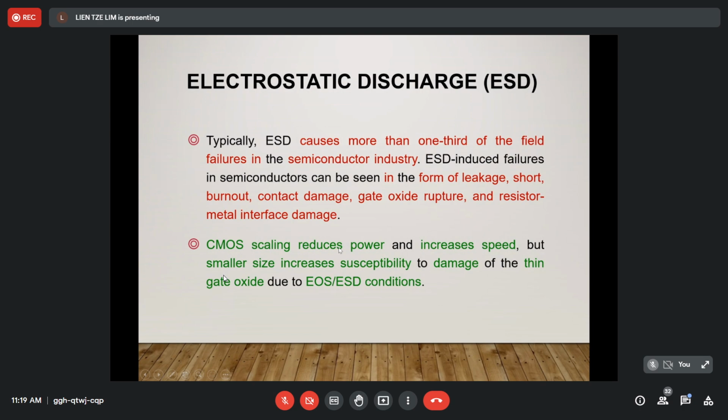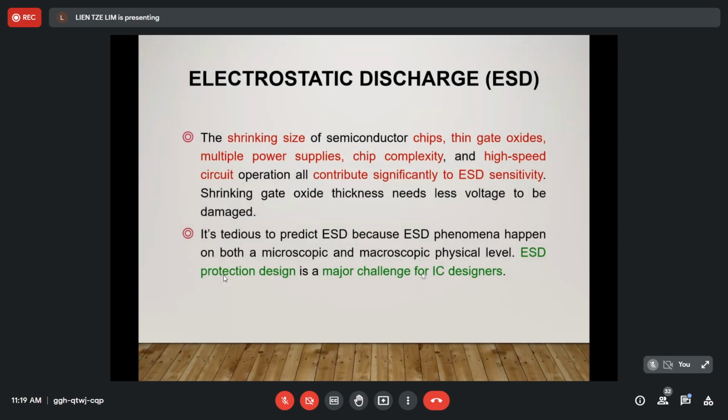CMOS scaling reduces power and increases speed, but smaller size increases susceptibility to damage of the thin gate oxide due to EOS or ESD conditions. The shrinking size of semiconductor chips, thin gate oxide, multiple power supplies, chip complexity, and high-speed circuit operations all contribute significantly to ESD sensitivity. Shrinking gate oxide thickness needs less voltage to be damaged. It is tedious to predict ESD because ESD phenomena happen on both a microscopic and macroscopic physical layer. ESD protection design is a major challenge for IC designers.